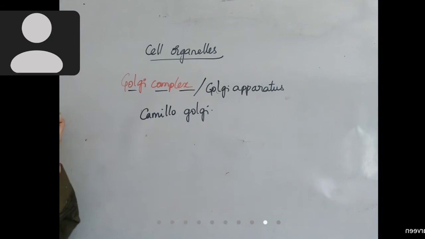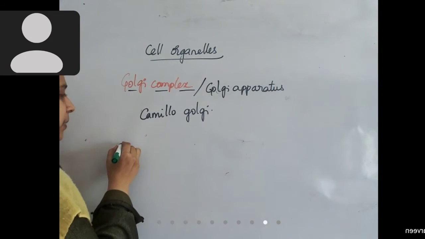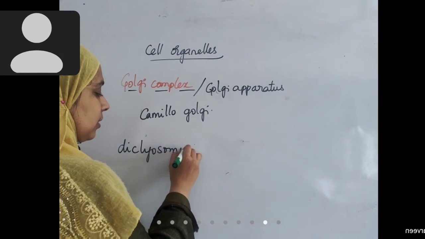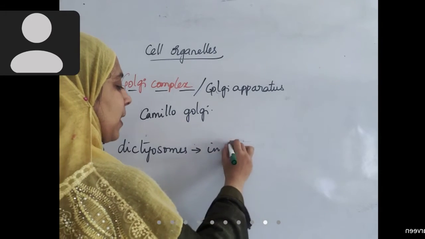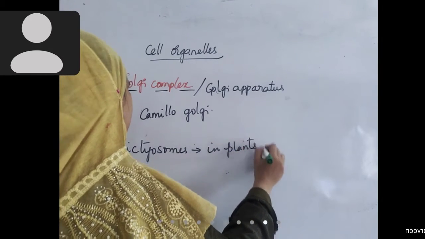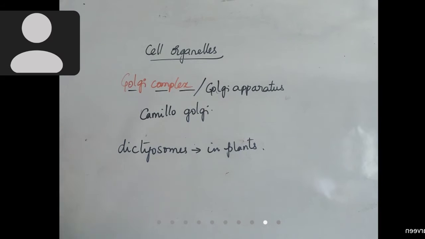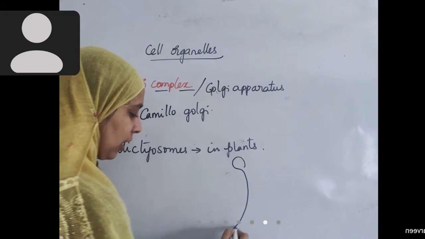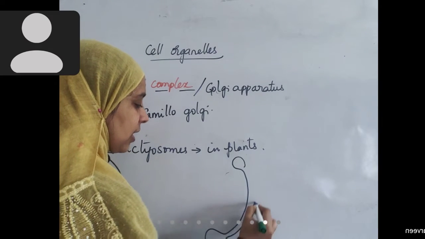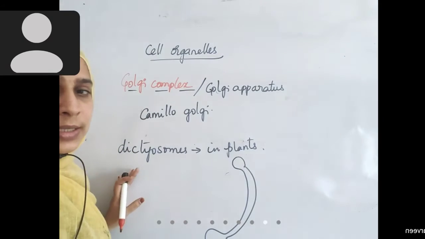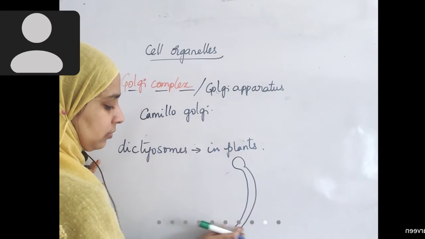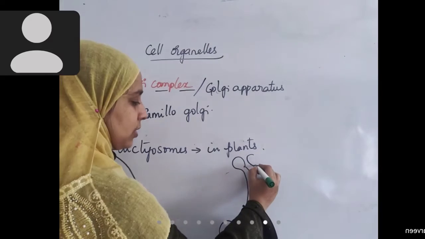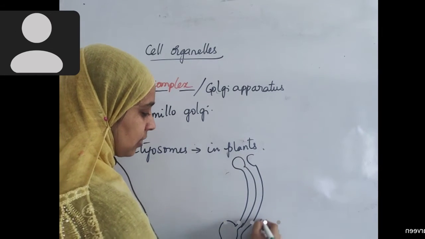In plants, these structures are very simple and they are called dictyosomes. They are called dictyosomes in plants because they are very simple there. Now coming to the structure of the Golgi complex, at the end there are small vacuoles like this, extended by the cisternae. These are the vacuoles, cisternae.